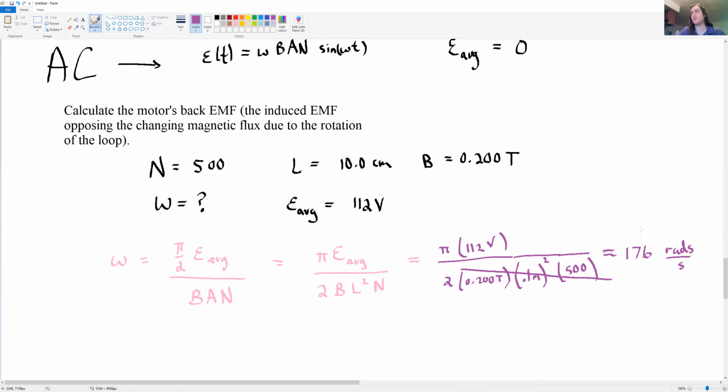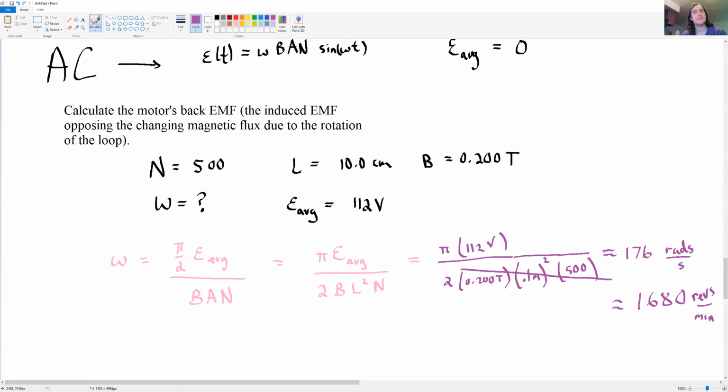Remember, angular speed is measured in radians per second. Now we can convert that to revolutions per minute if we multiply by 60 and divide by 2 pi, which gives us 1,680 revolutions per minute, which is an insane number of revolutions per minute, right? That's fast. This thing is rotating really fast to get us this 112 volts.